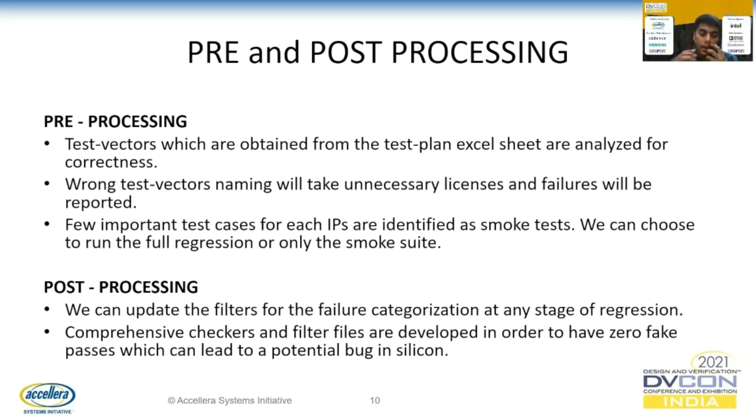In post-processing, we can update the filter for failure categorization at any stage of the regression. Comprehensive checkers and filter files are developed in order to have zero fake passes, which can lead to a potential bug in the silicon. There are known fake failures also in the filters. So this results in saving engineers' time when a test is reported as a failure but is actually passing.